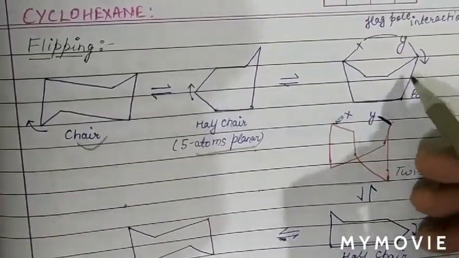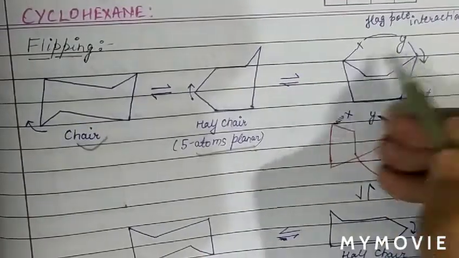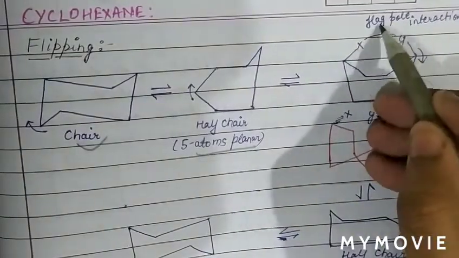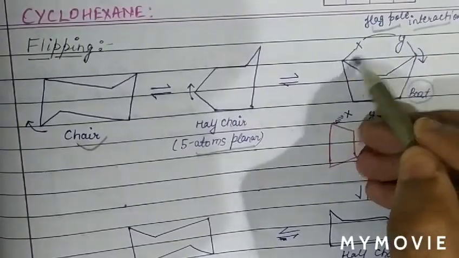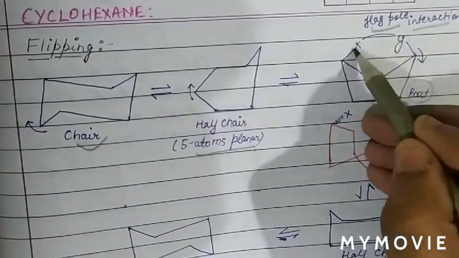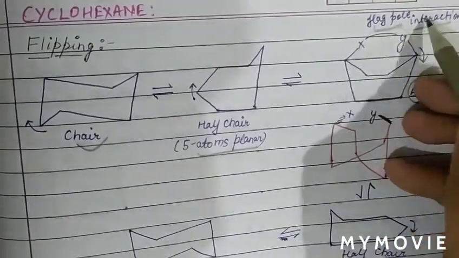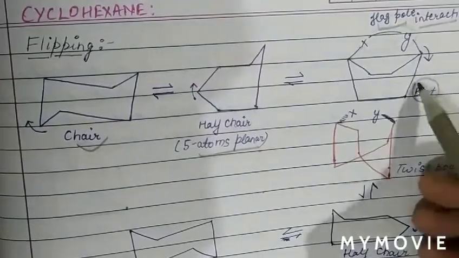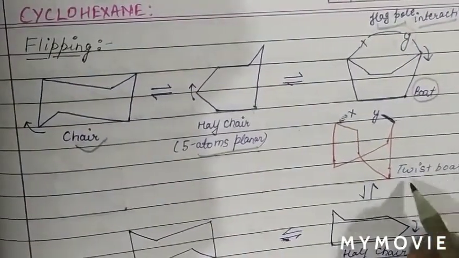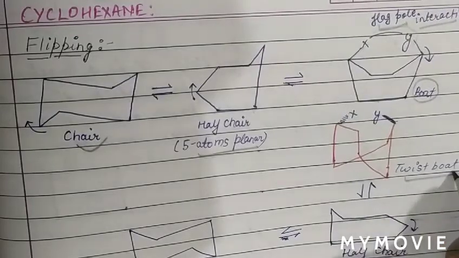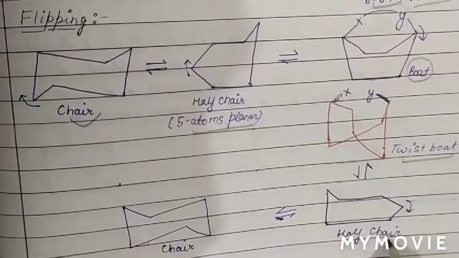So this is also another form of cyclohexane, which is boat form. As we see, in boat form, these carbon hydrogen bonds we call flagpole interaction. In this case, repulsion is maximum, because of the flagpole hydrogens. We can also twist the boat. So boat changes into twist boat form, and chair form can be interconvertible into half chair form.